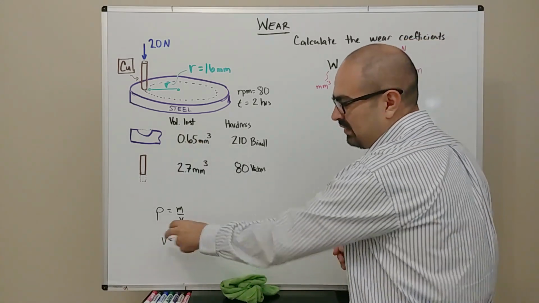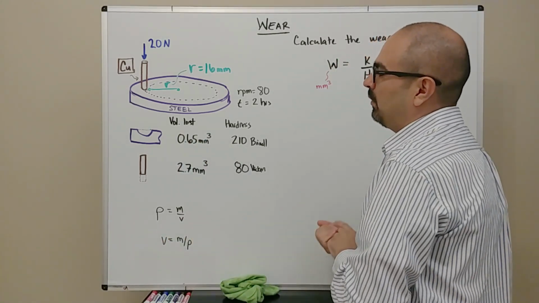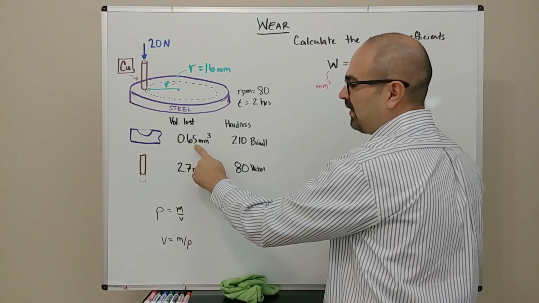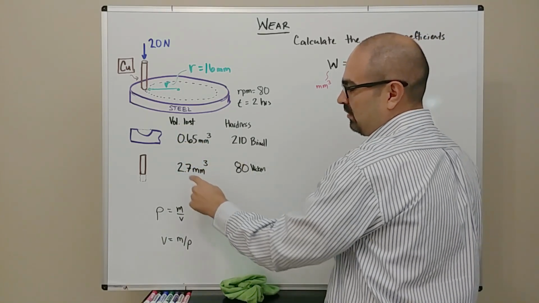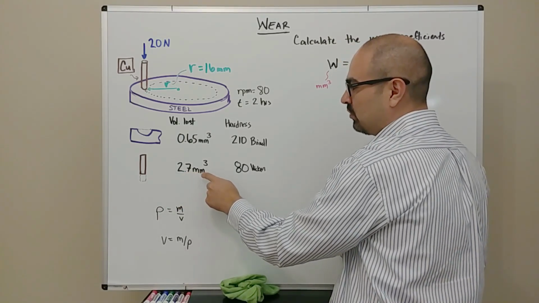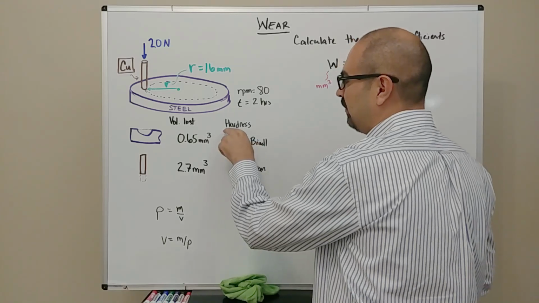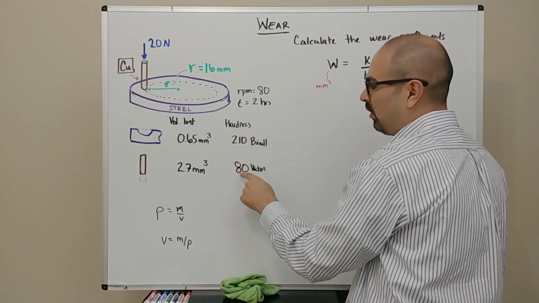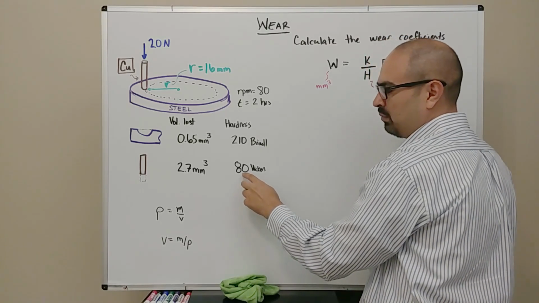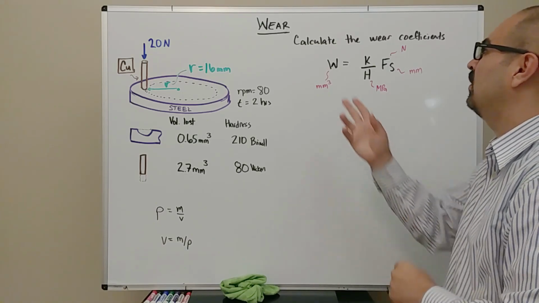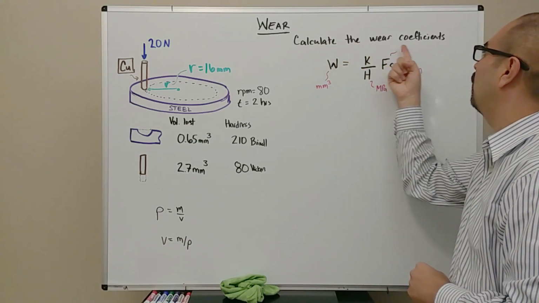After measuring the weight and calculating the volume, the book tells us that the volume loss for the steel was 0.65 millimeters cubed, and that the volume loss for the copper pin was 2.7 millimeters cubed. They also tell us that the hardness of the steel is 210 in Brinell scale, while the hardness for the copper was measured at 80 in the Vickers. So again, our job is going to be to calculate the wear coefficients.